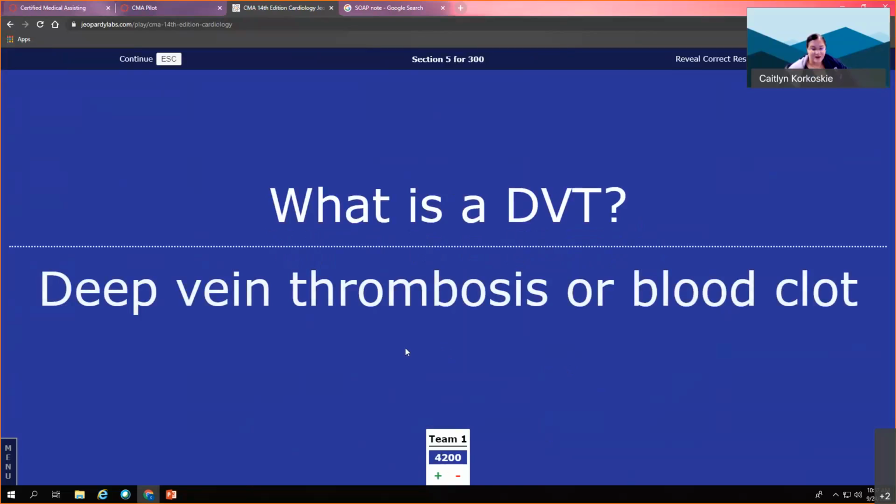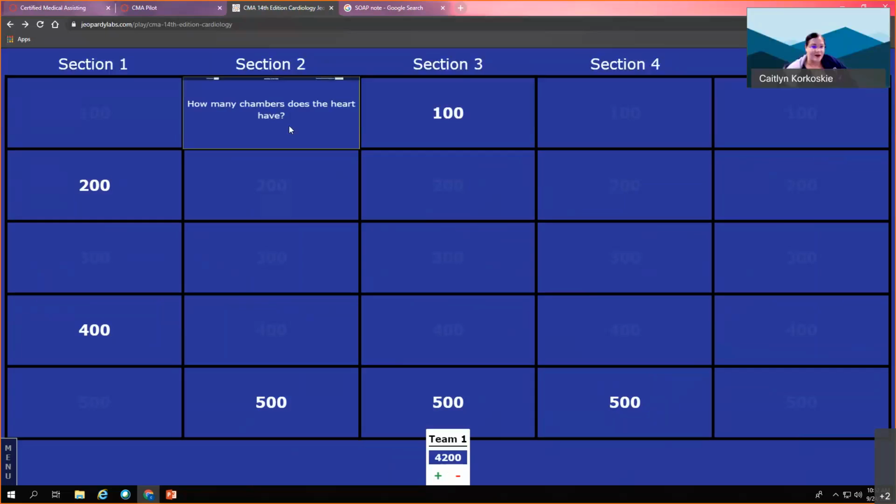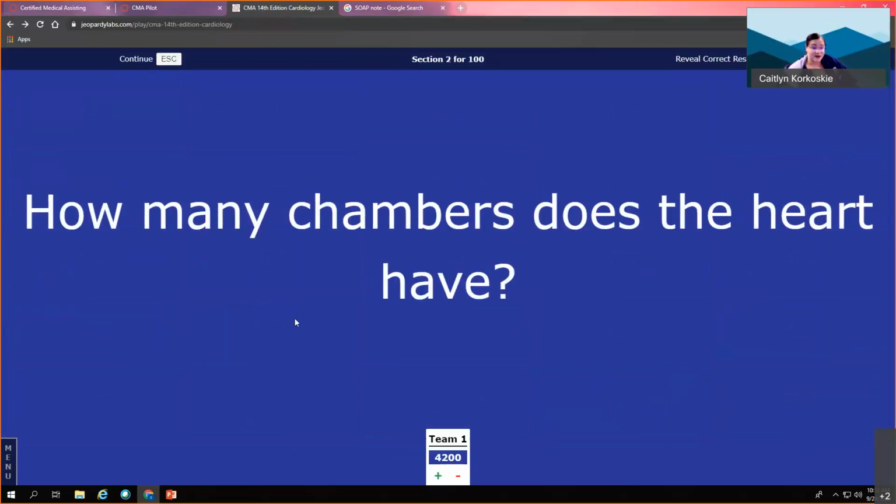Because if you think of thrombus as the clotting factor, and because it's a vein that's going to be really deep internally, it's a blood clot really deep in the vein. Okay. How many chambers does the heart have? 4. Yes.